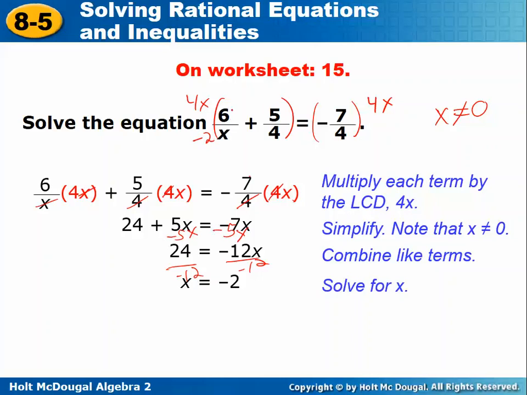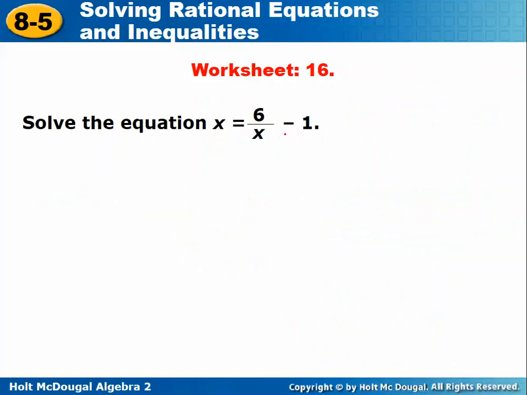We can check that by putting it back in. It's only one spot. So we'd have negative 3. 6 divided by negative 2 would be negative 3 plus 5/4, and I want to see if that equals negative 7/4. So if I change negative 3 to fourths, I'd have negative 12/4. And negative 12 plus 5 is negative 7/4, so it checks.